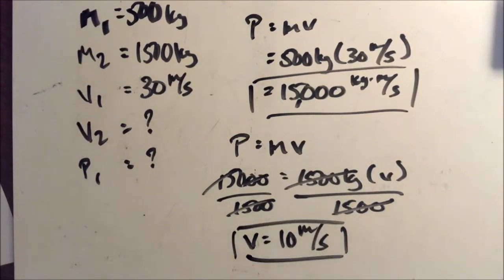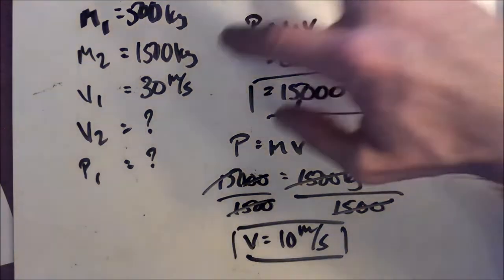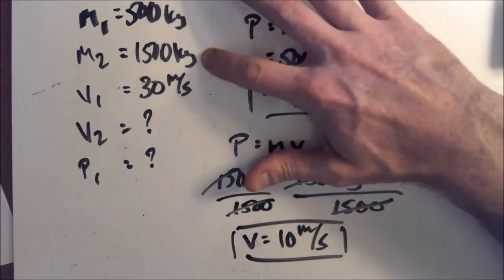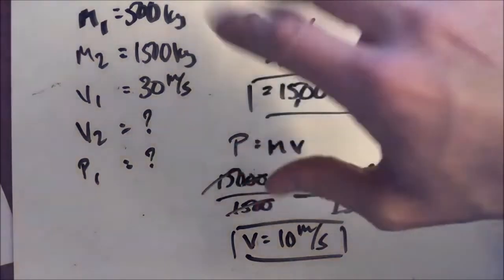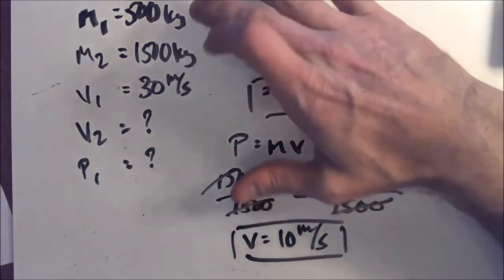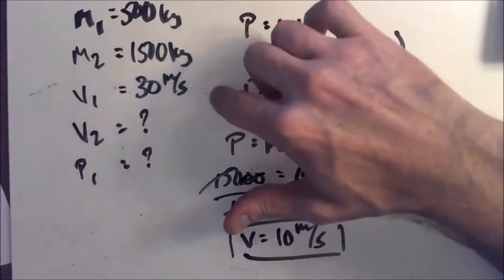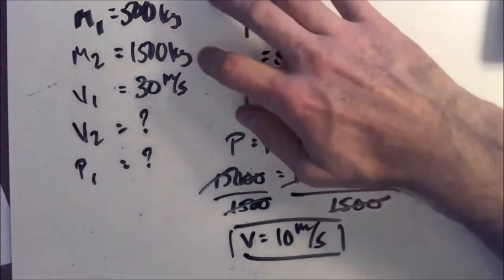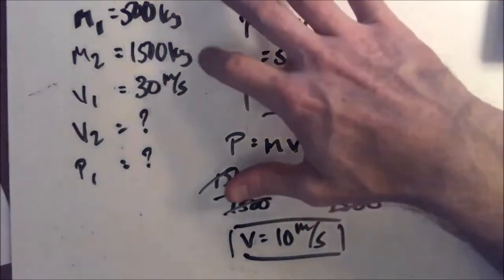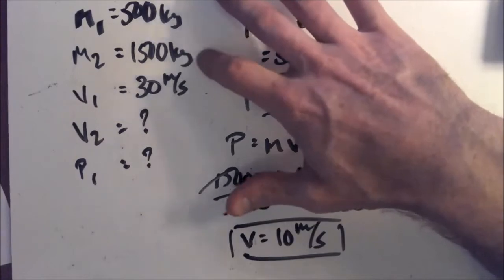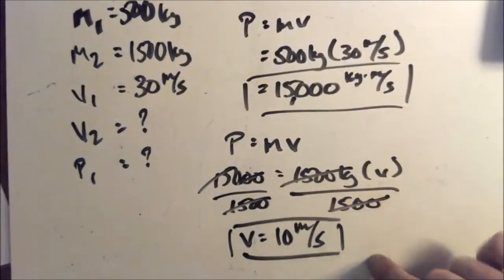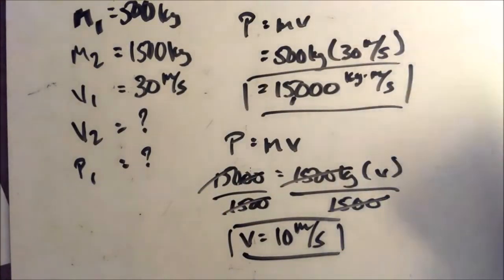Okay. Now, does this make sense? It should, because the mass for object 2 is 3 times as big as object 1. And just like we've said before, if the mass is low, then the velocity has to be high. So likewise, if the mass is high, then the velocity has to be low. So when the mass goes up 3 times, the velocity goes down to 1/3.